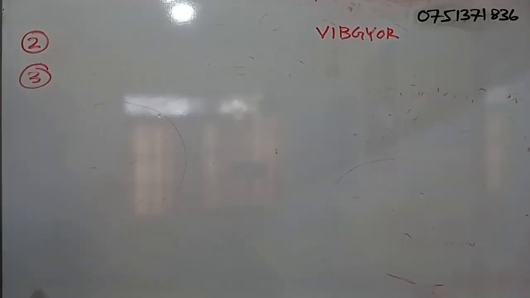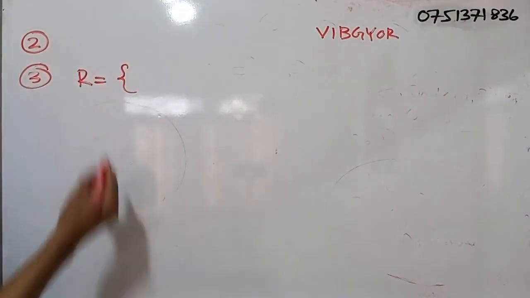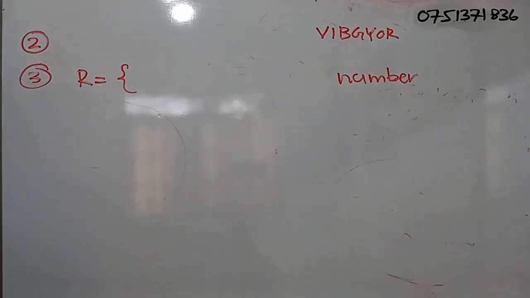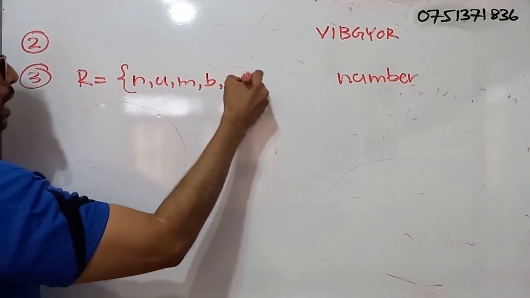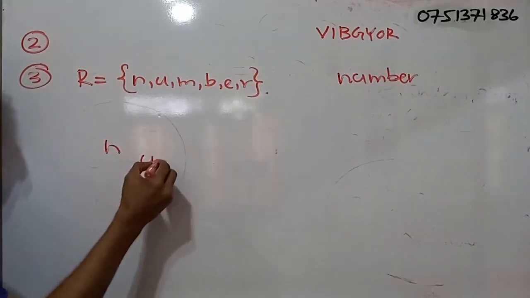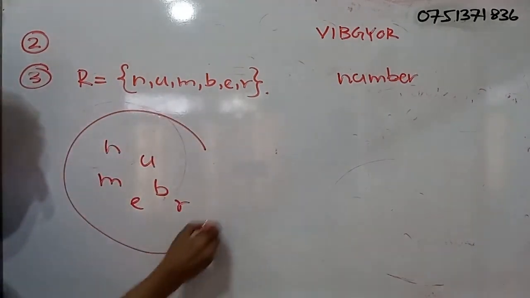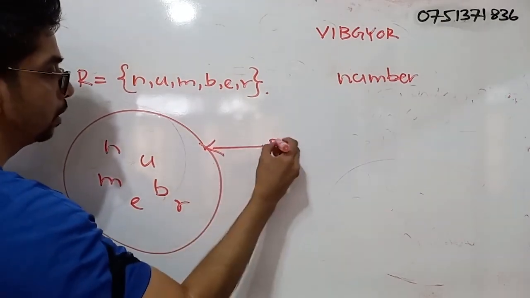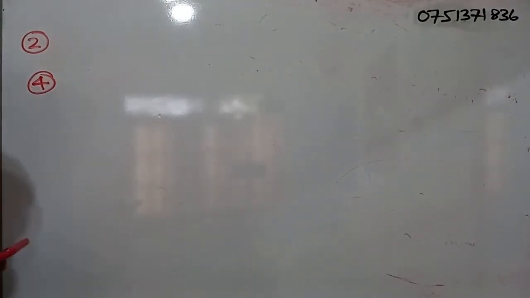Third one. Letters of the word number. Okay. So R equals, what is the word? Number. Okay. So what are the elements? N, U, M, B, E, R. Okay. So now we have to represent that using a Venn diagram. So N, U, M, B, E, R. Then draw a circle and name it R. Okay. Question number 2, part 4. So what do we have to write? Whole numbers between 0 and 7.